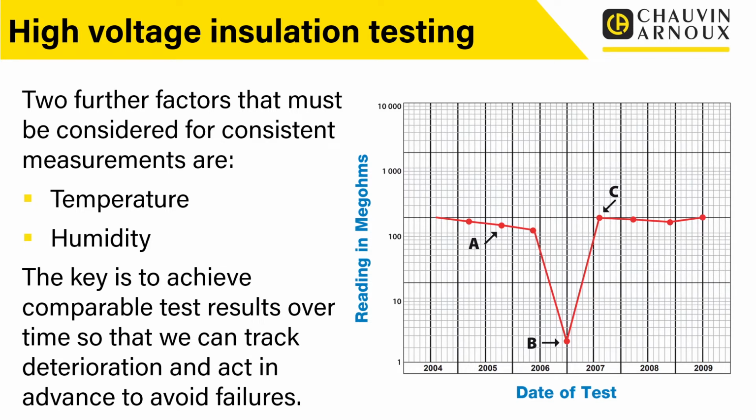And what we can do is carry out the testing at a set temperature. So we measure the temperature of the insulation during the test. It might be 20 degrees or whatever it is, and we always carry out the test at that value so we can compare these readings over time.